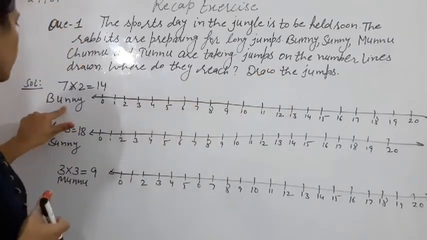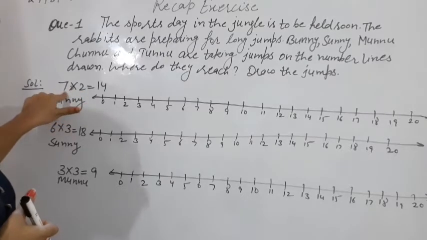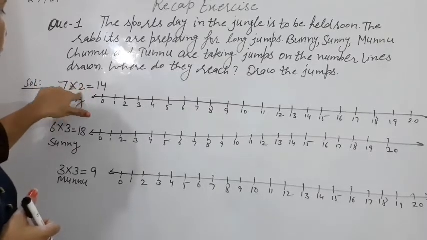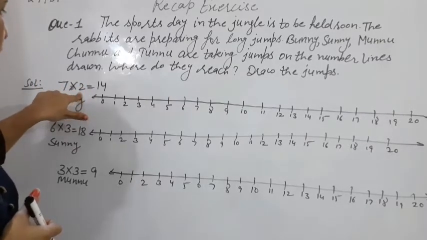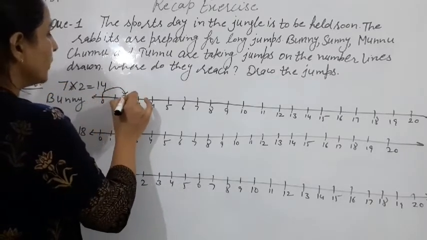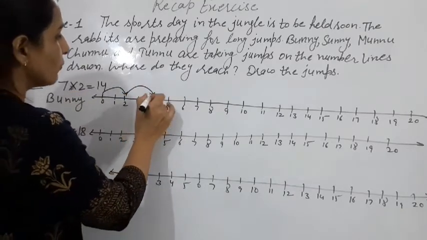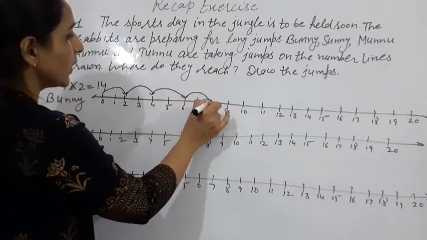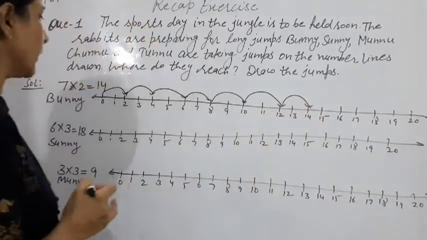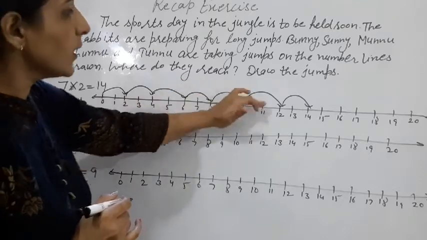The first is Bunny. Here 7 multiplied by 2. So how many jumps does he take? 7 jumps he takes, of 2 steps each. Clear? So where does he reach? He reaches 14. Start from 1, then 2. Read the table of 2. 2 ones are 2, 2 twos are 4, 2 threes are 6, 2 fours are 8, 2 fives are 10, 2 sixes are 12, 2 sevens are 14. Clear? So 7 twos are 14. So you draw the jumps on this number line.